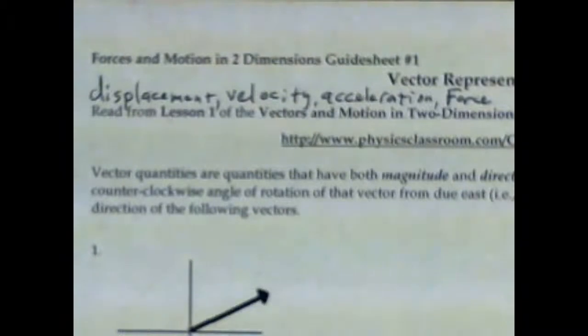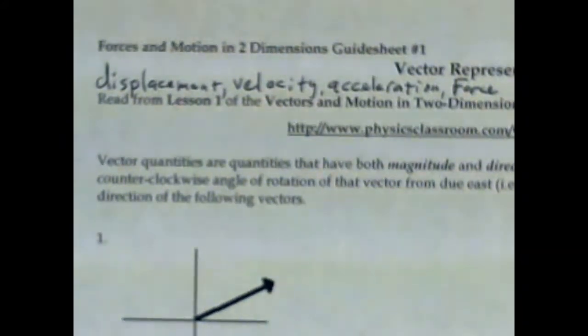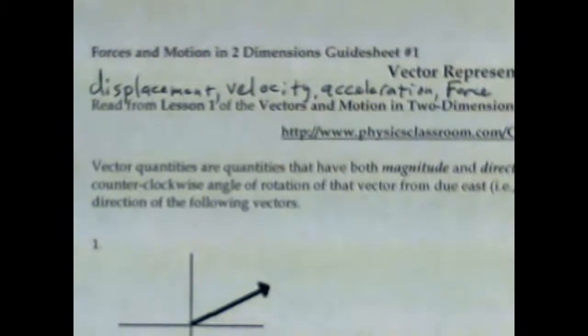Okay, welcome to guide sheet number 1 on vector representation. We're going to deal with how we show vectors in multiple dimensions, specifically 2 dimensions. Again, vector quantities are ones that need to have both a magnitude, a size, and a direction. Our 4 most common vector quantities right now are displacement, velocity, acceleration, and force. If we're going to deal with those in multiple dimensions, we have to figure out some way to track them in 2 dimensions.